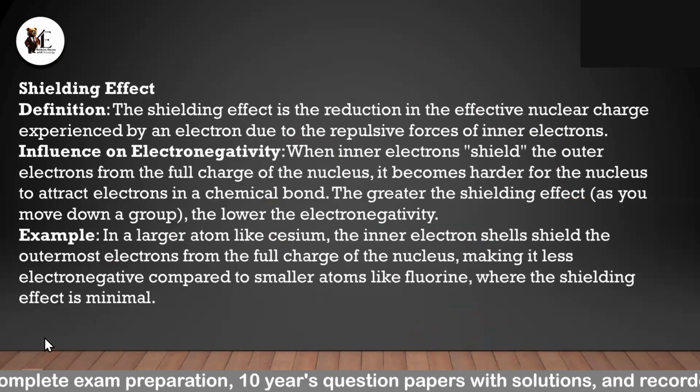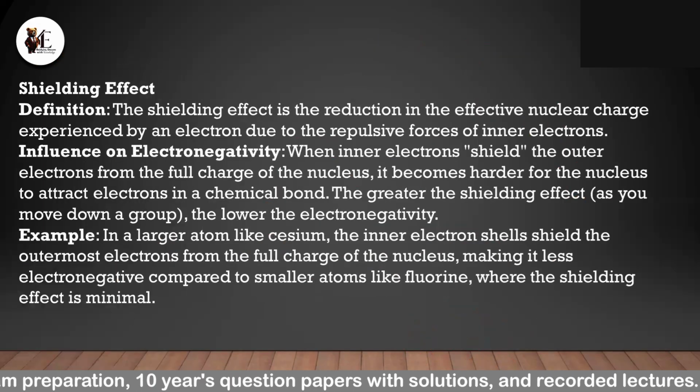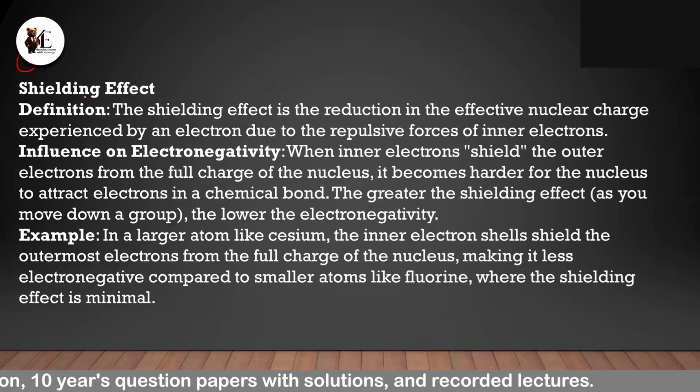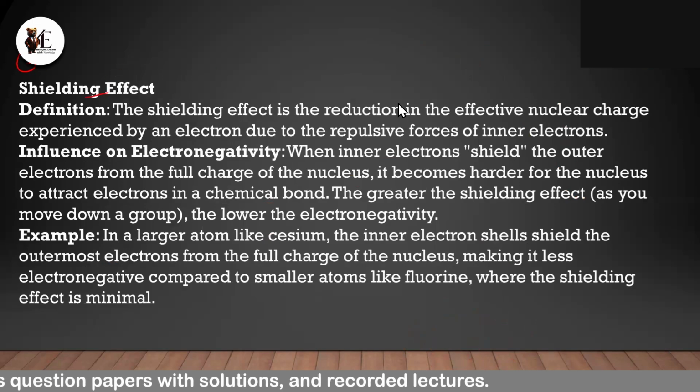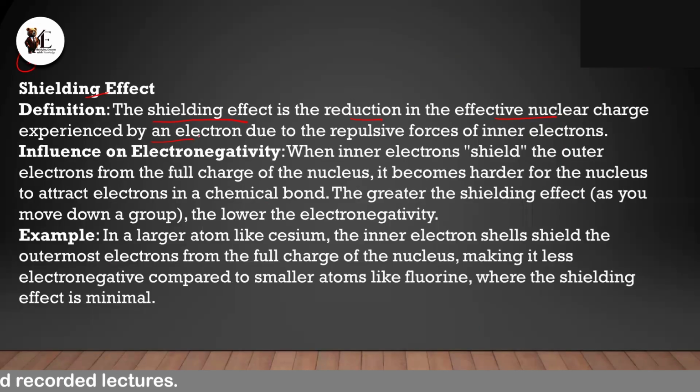So the third point is your shielding effect. Factors affecting electronegativity, third point is shielding effect. So what is shielding effect? Shielding effect is the reduction in the effective nuclear charge experienced by an electron due to the repulsive forces of inner electrons. Remember the diagram we studied in the last class, and this is your nucleus.